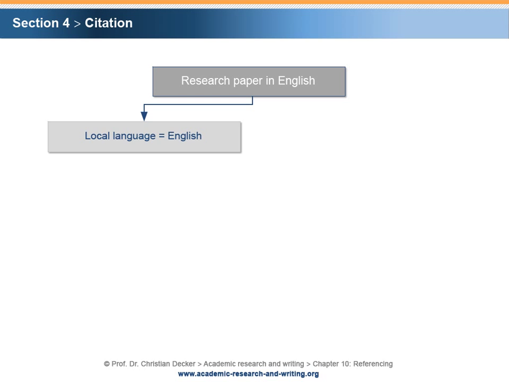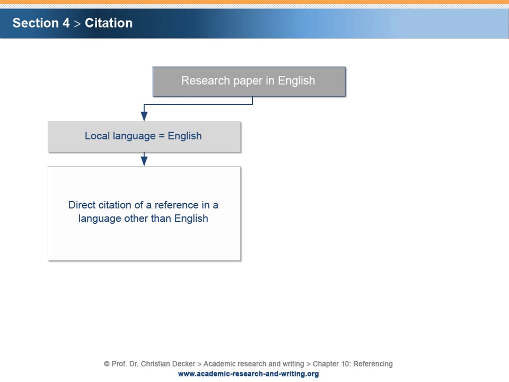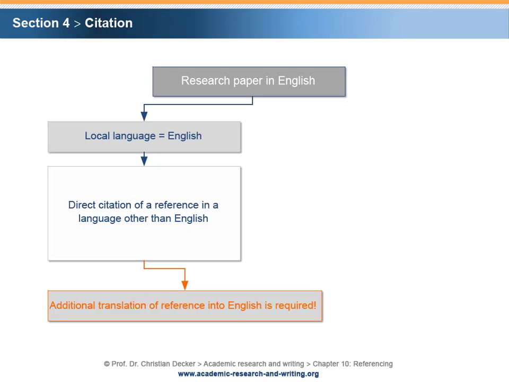Adhering to local academic standards while writing a research paper in English can be challenging. Different research traditions have led to different referencing and citation styles. Assuming the language of the academic environment is English and the direct citation is in a different language, an additional translation into English is required.